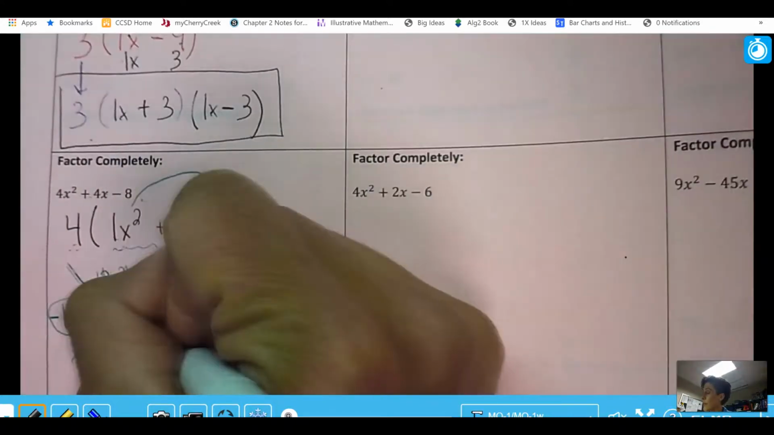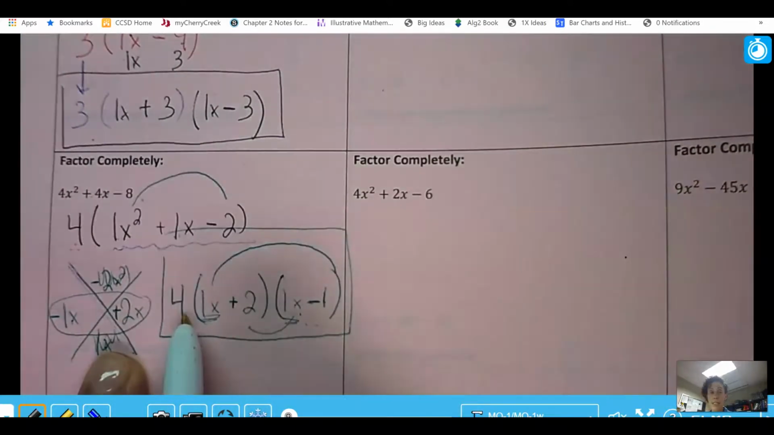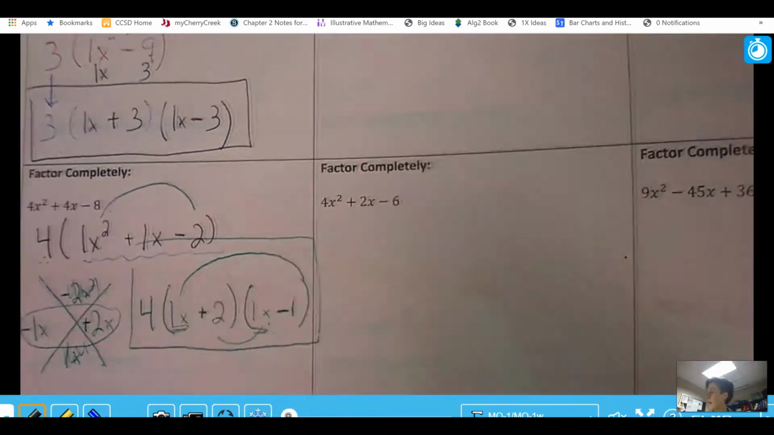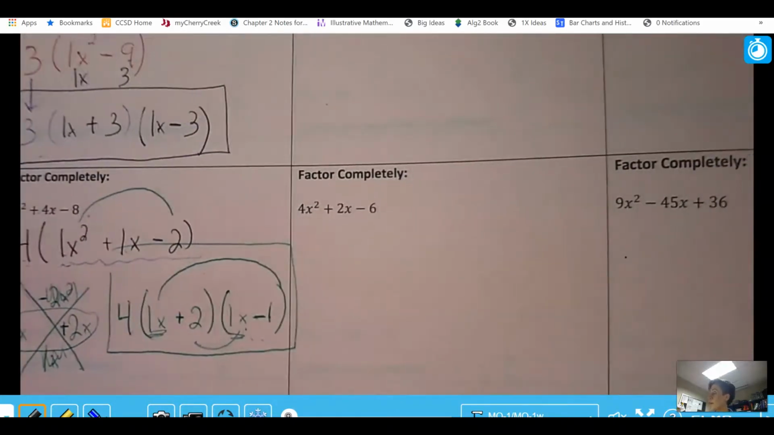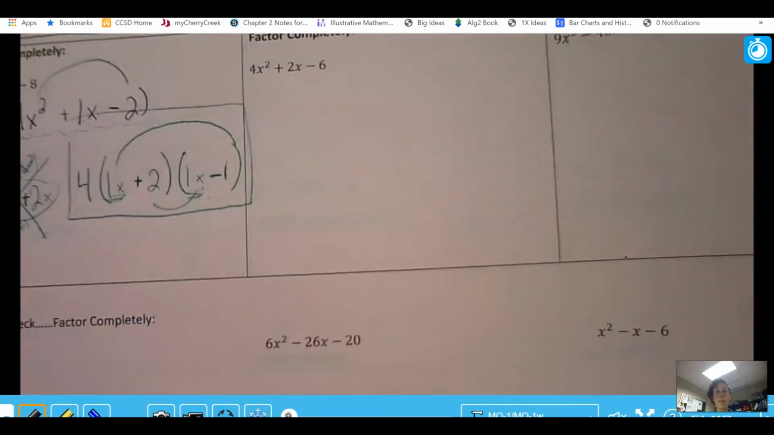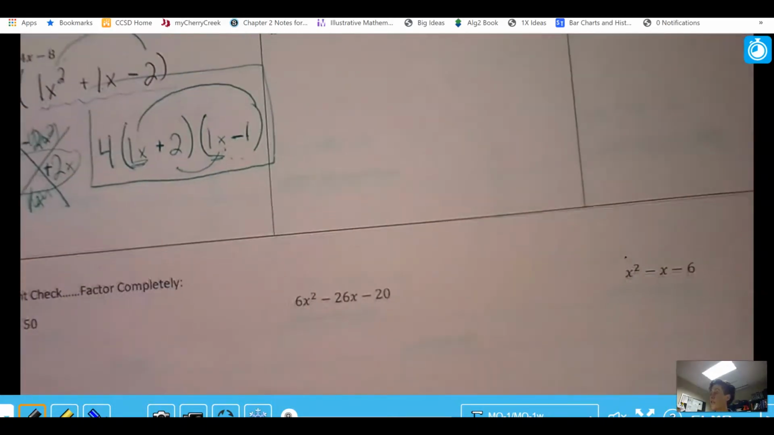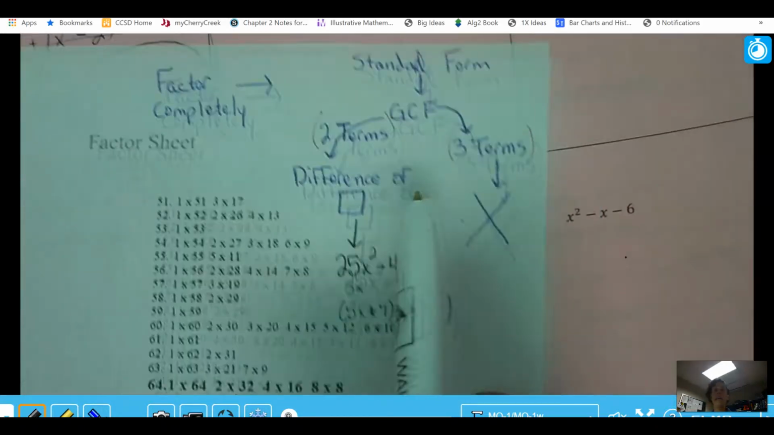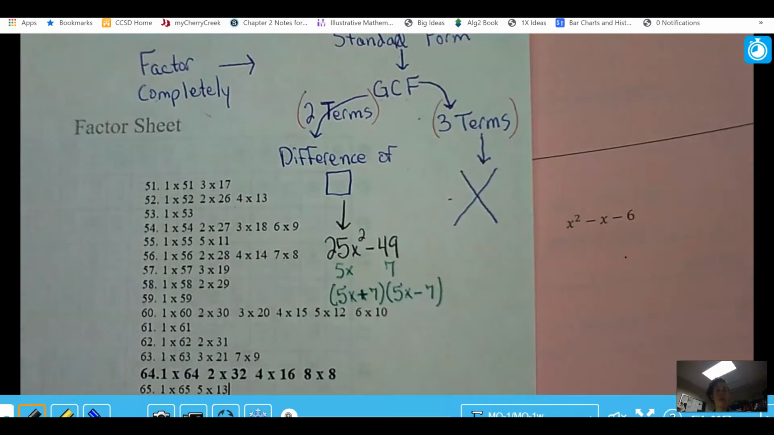And now we're done, and we have 3 factors. Our GCF factor, 1x plus 2 is the other factor, 1x minus 1 is another factor. So you finish this row, and then 3 more problems without any guidance. And you should do factor completely. So start with GCF, and then do your 2 terms or 3 terms based on what there still is.